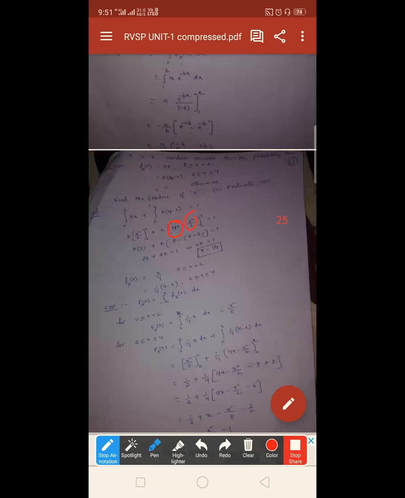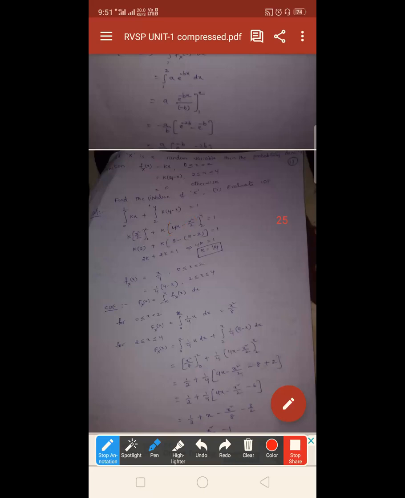So for the first term, k is constant, so you have to write it outside. Integral 4 minus x dx. Integral 4 dx, 4 is constant, so you can write it outside. Integral 1 dx means x. That is the first term, 4x. Minus, what is the second term? Integral x dx means x square by 2. So that is the second term. You have to apply the limits.